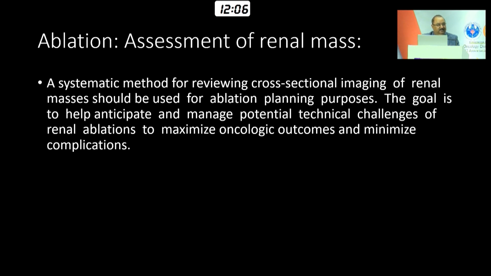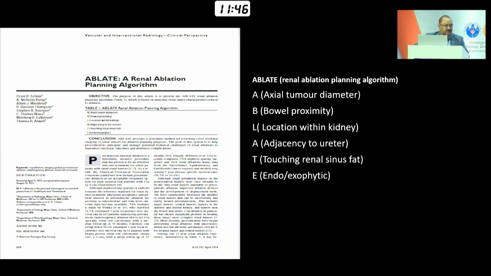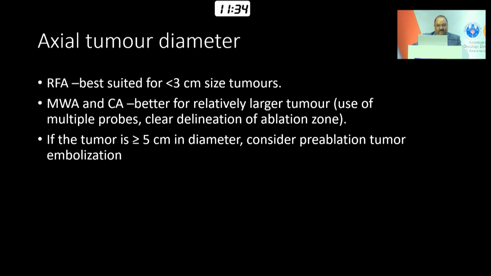So before ablation, what are the things we should look for to consider that this patient is fit for ablation? We have a systematic review method, and mostly we do cross-sectional imaging, triphasic CT, and other imaging modalities as and when required. We look for certain important parameters, and these can be remembered with the acronym ABLATE. So what are these parameters?